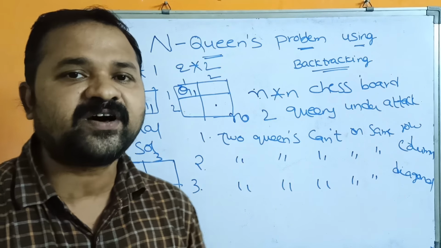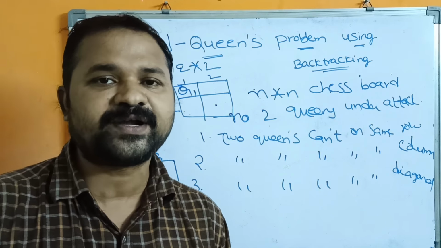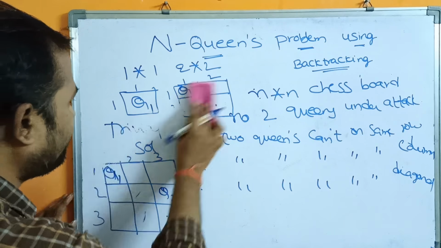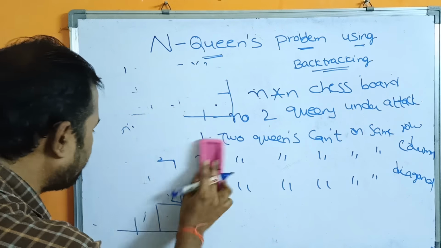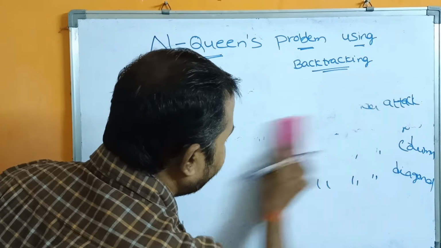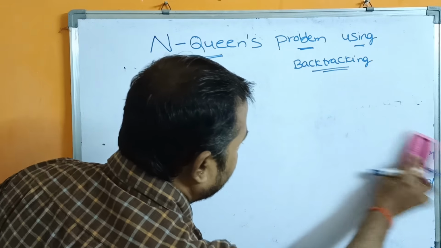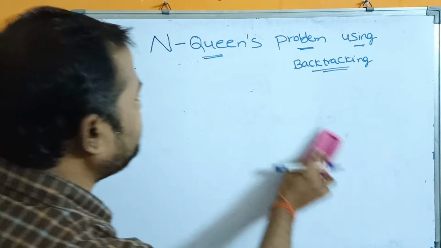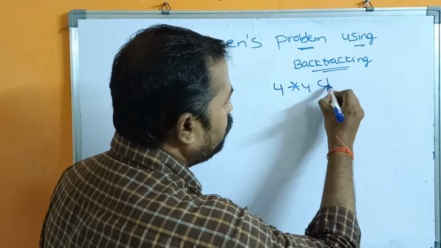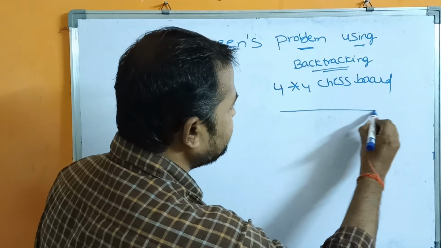Now let us solve the problem for a 4 by 4 chessboard, as well as its state space tree. In the next video, we will see the 8 queens problem, that is, the 8 by 8 chessboard. Here, there are three conditions: no two queens may be in the same row, same column, or same diagonal. If they lie like that, they are said to be under attack. Now let us consider a 4 by 4 chessboard, where the number of rows is 4 and the number of columns is 4.